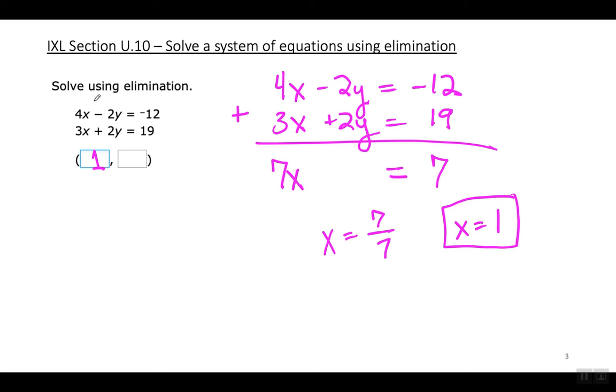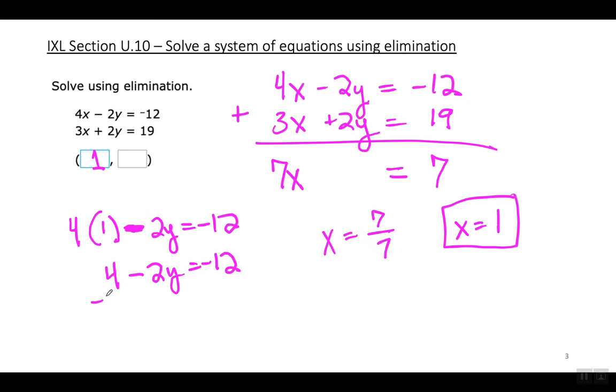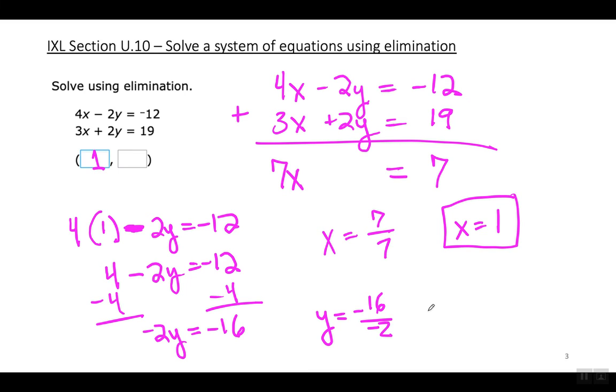Now, once I have the x coordinate, I substitute it in whichever equation you want and solve for y. I'm going to do it on the top one, okay? A la vez que yo sé el coordinado de x, cuánto es, lo puedo sustituir en cualquiera de las dos ecuaciones para resolver para y. Alright, so this is going to give me 4 minus 2y equals negative 12. I subtract 4 from both sides. So now I got negative 2y equals negative 16. So y equals negative 16 divided by negative 2. So y equals positive 8. And there's my answer.